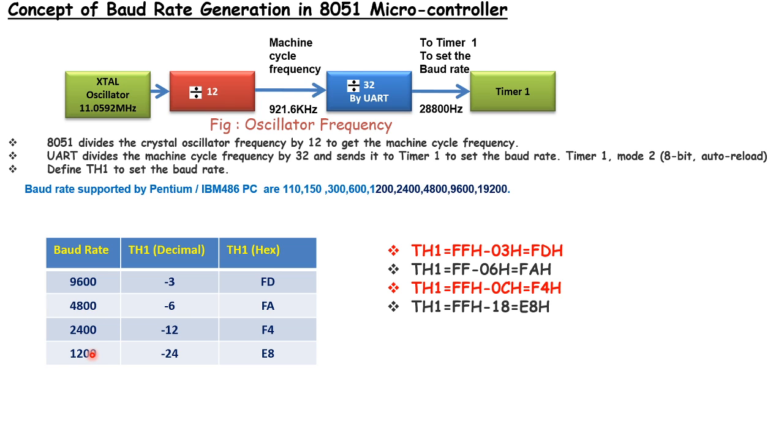Now let us find how it is determined. As we know, TH has a maximum count value FF, so if we subtract 3 from it, that gives us FD, minus 6 gives FA, minus 12 means 0CH in hexadecimal, so F4 will be the value loaded in TH. If the baud rate is 1200, then FF minus the decimal 24, which is 18H in hexadecimal, gives us the E8H value loaded in TH1.